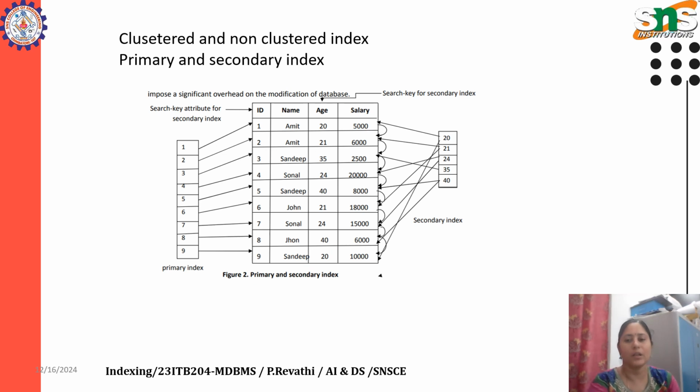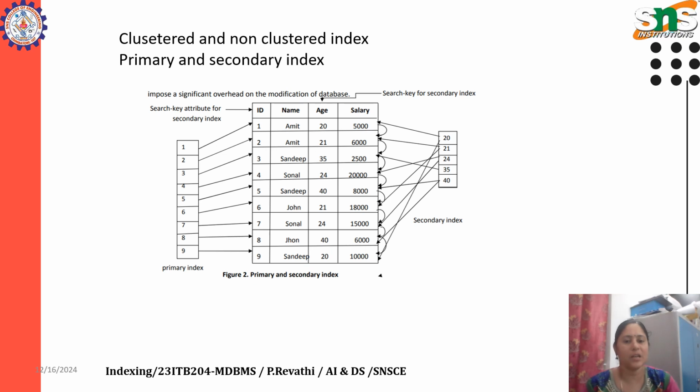Clustered and non-clustered index. Clustered index. In a clustered index, file records are stored physically in order of non-prime key attributes that do not have a unique value for each record. The non-prime key field is known as the clustering field and the index is known as the clustering index.